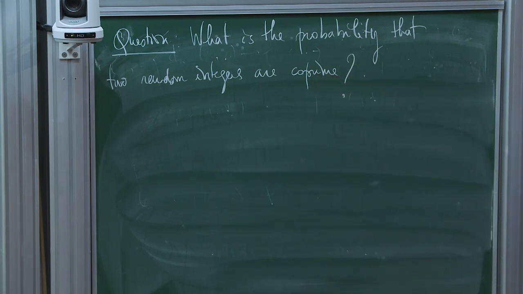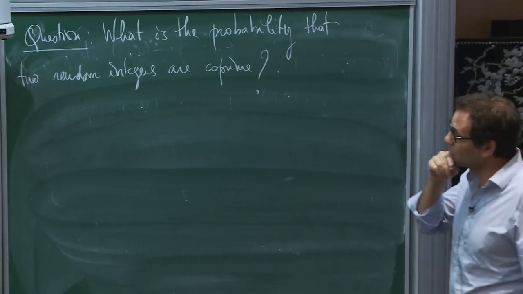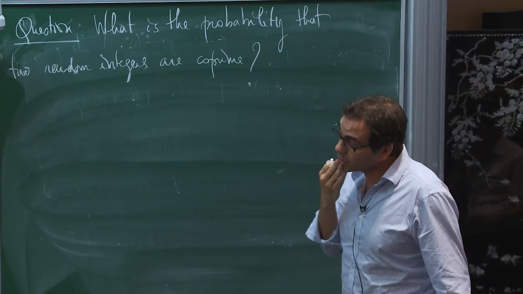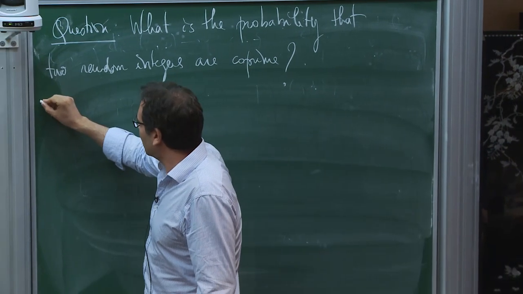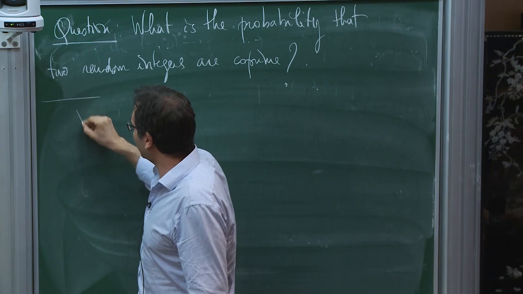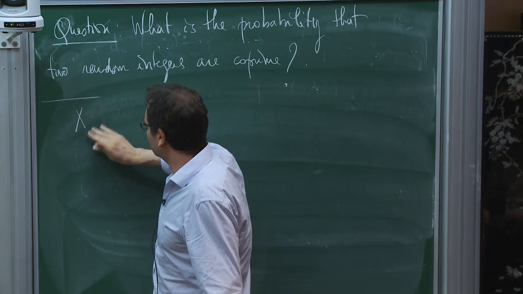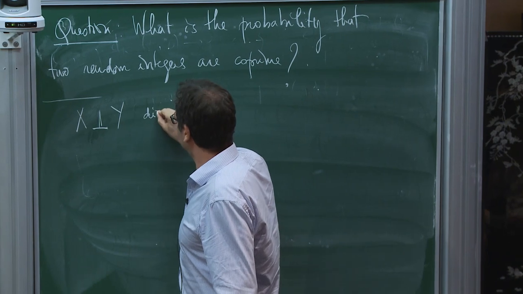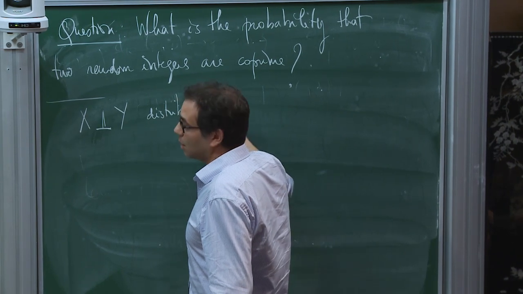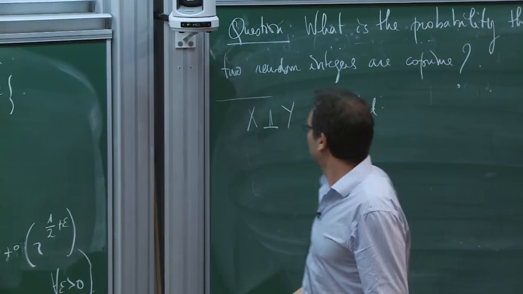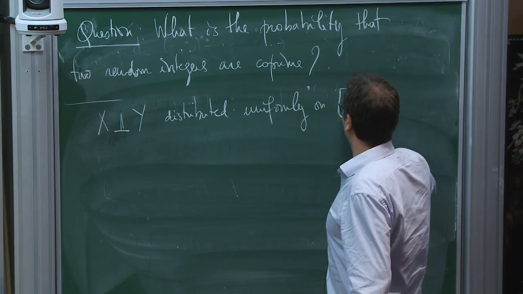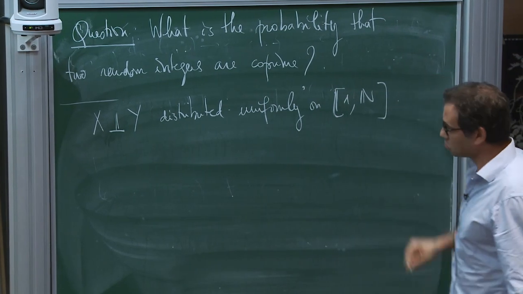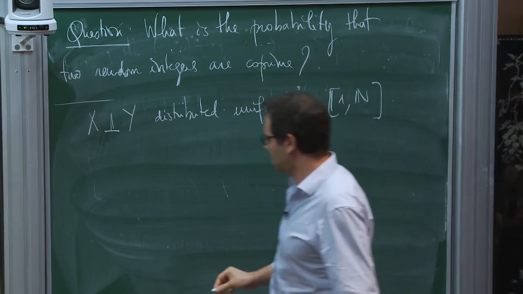Of course, if you don't define the way you choose them, it doesn't make sense. So maybe you can start with the most natural choice one would like to take. Consider x and y distributed, like in the von Koch theorem, uniformly on 1 to n. Okay.